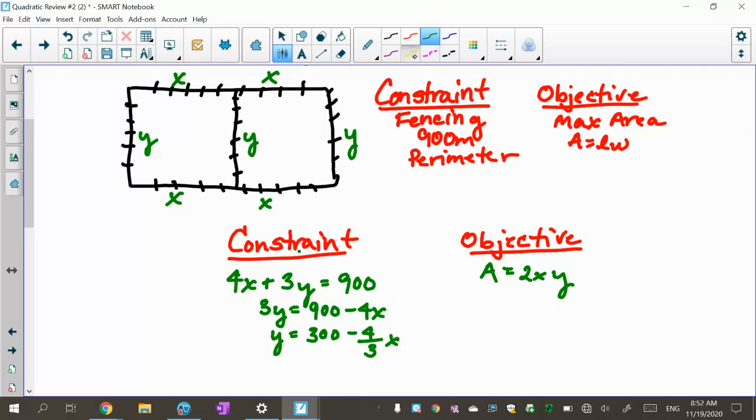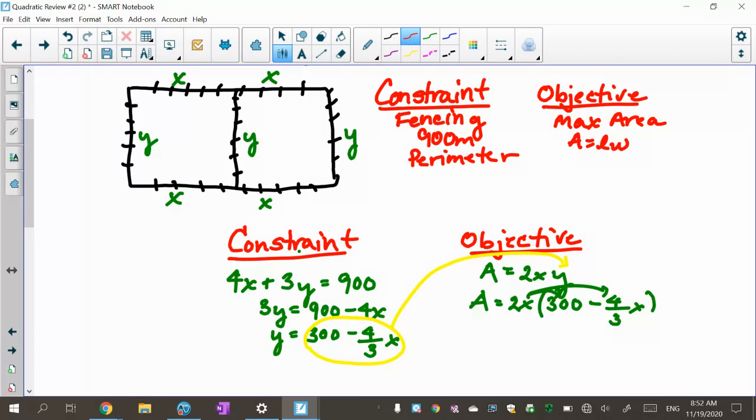Now I'm going to take this that I just found, this right here, and plug it into this spot here so that this objective will put in the 900 meters of fencing that I have to have. All right. So let's go back to this pretty color. So I got A equals 2x times 300 minus 4/3 x. Now I'm going to distribute the 2x.